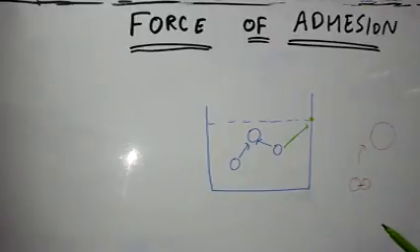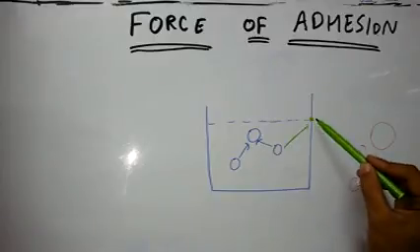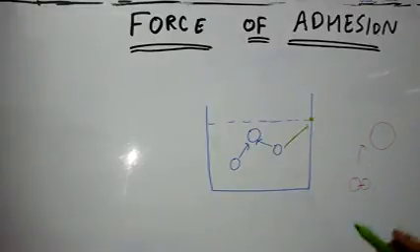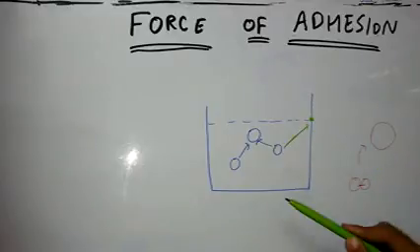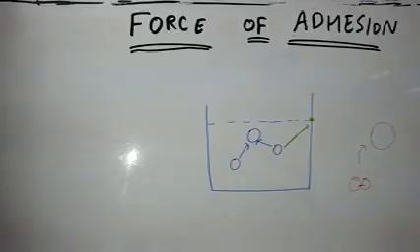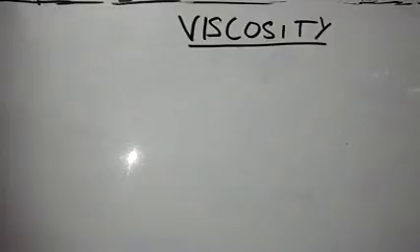An example for adhesion is in front of you, like I am writing with ink. The ink has some molecules, and the whiteboard itself has molecules, and due to the attraction between them, the ink is stuck to it. Even if I tilt it or rotate it, the ink will not come off because of the force of adhesion. Now to the next thing, that is viscosity.